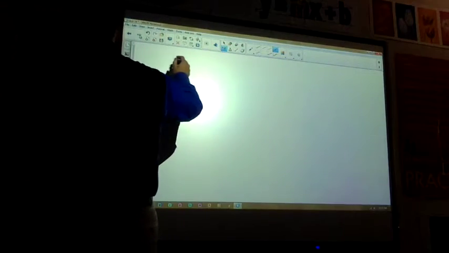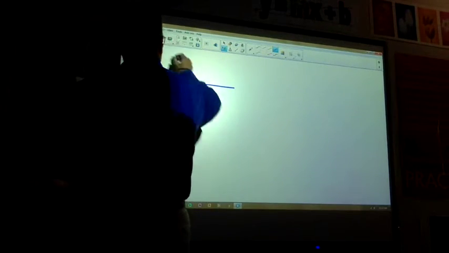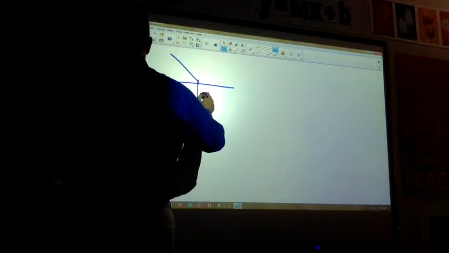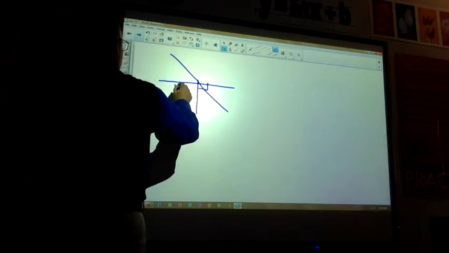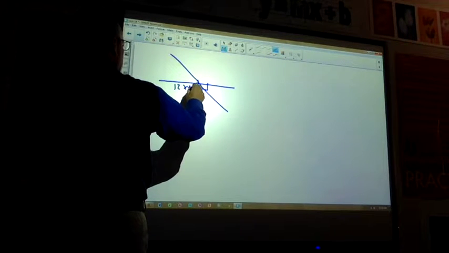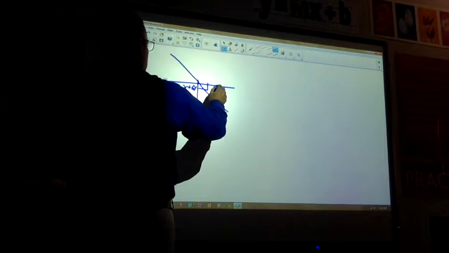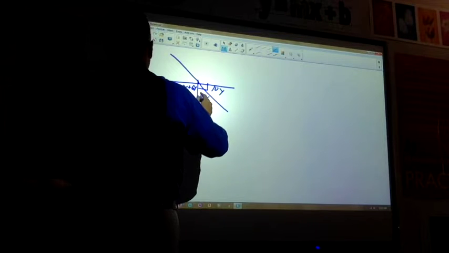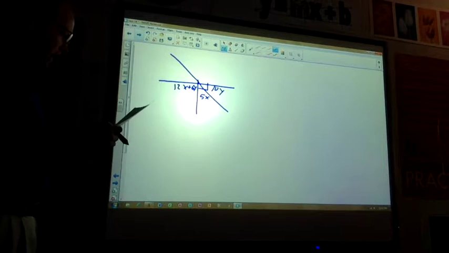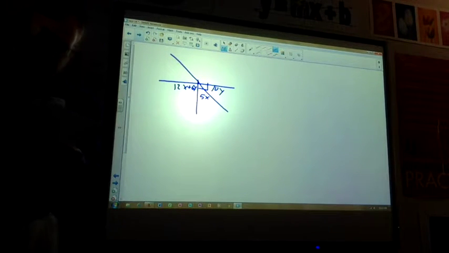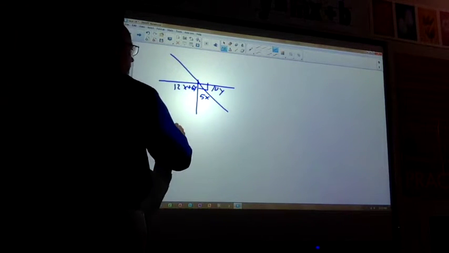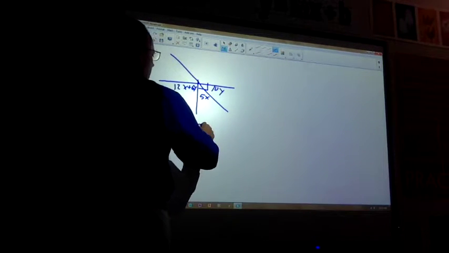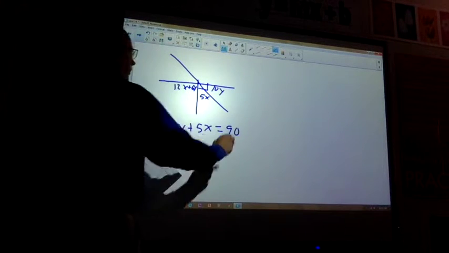So problem number one, you have something like this, right? And then they tell you that's a right angle. And then they tell us that's 12x plus 6y, and that's 10y, and that's 5x. Yes? Okay, and it says use the information to write a system of equations and solve. Okay, so things I know. I know that 10y plus 5x has to be equal to 90.